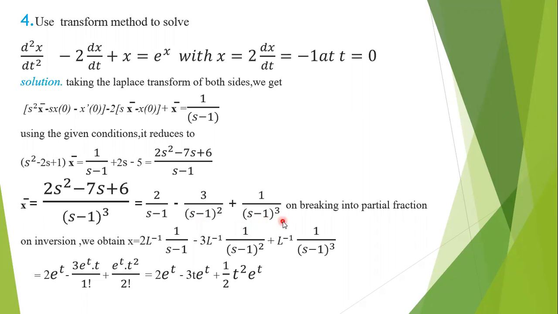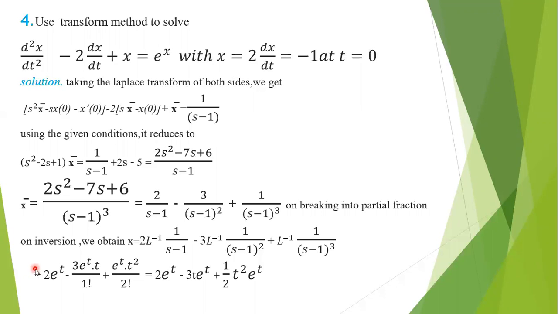As we already know, x bar is equal to Laplace of x. So we will be applying inverse Laplace transform on both the sides. Hence, we obtain x is equal to 2 into Laplace inverse 1 upon (s minus 1) minus 3 into Laplace inverse 1 upon (s minus 1) the whole square plus Laplace inverse 1 upon (s minus 1) the whole cube. Now, as we have already studied how to apply Laplace inverse, I expect you to know all this, and we will be using the first shifting property.